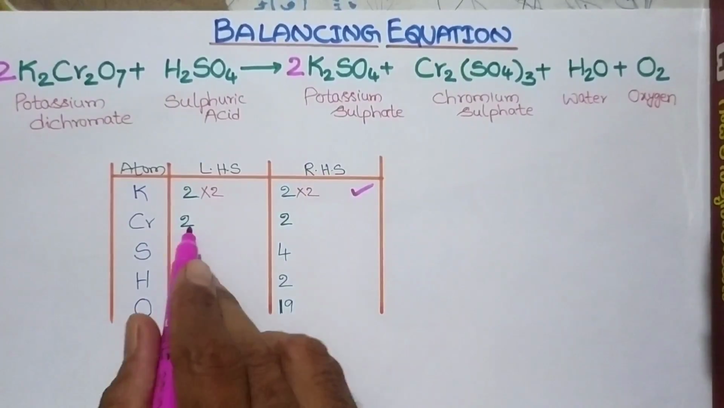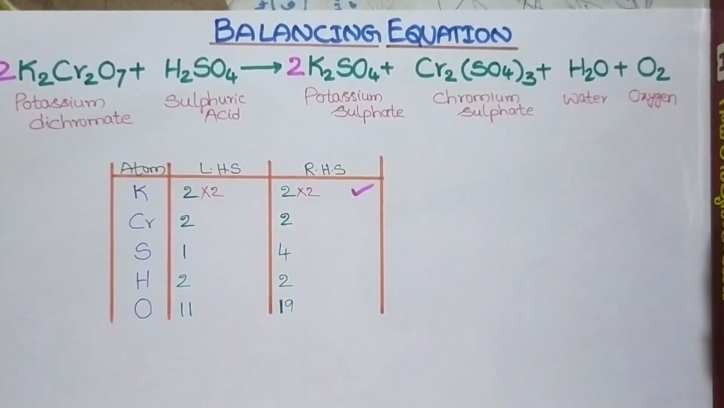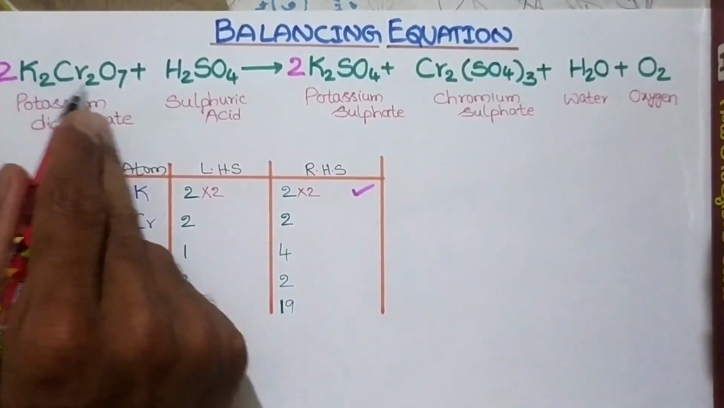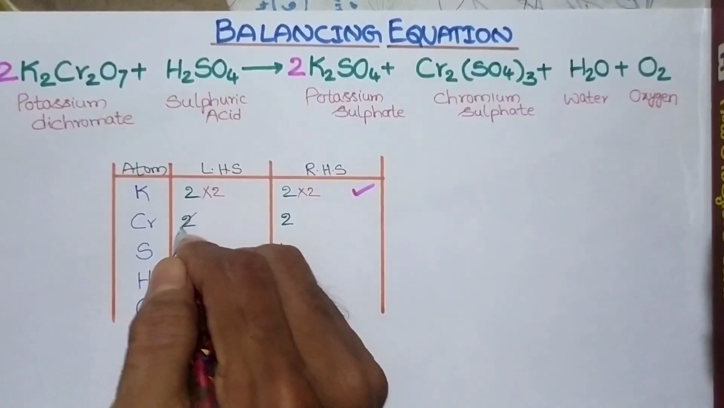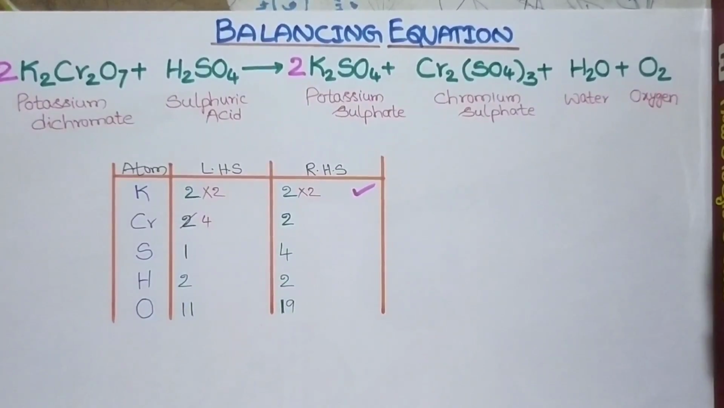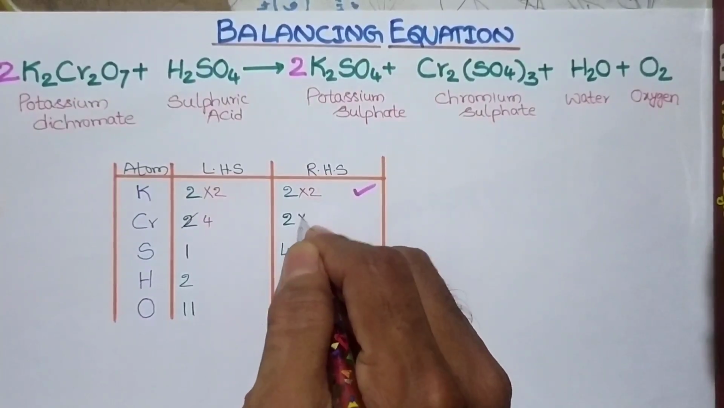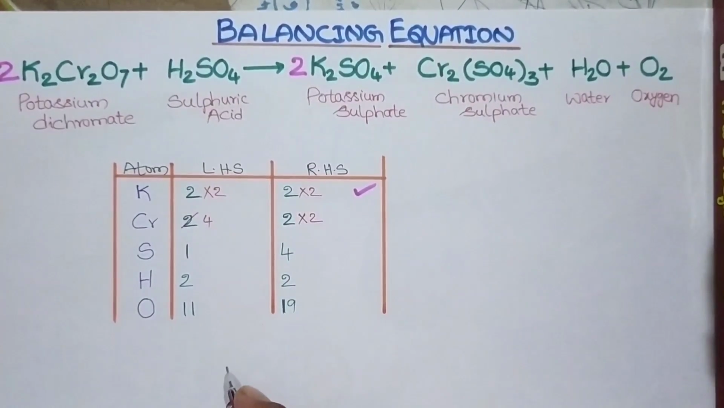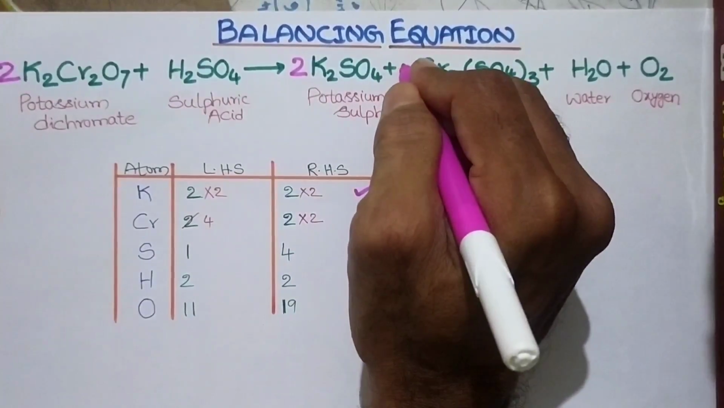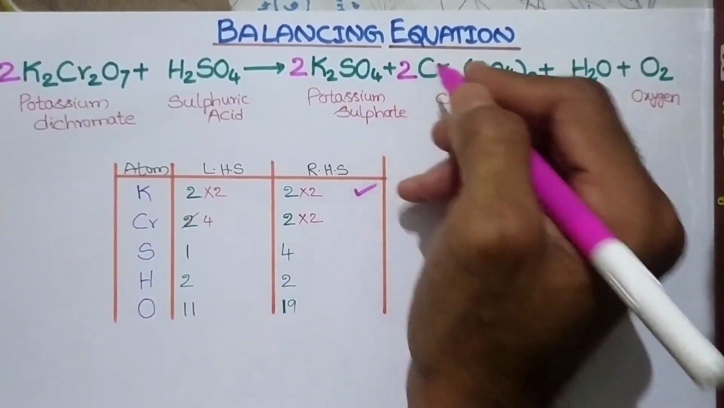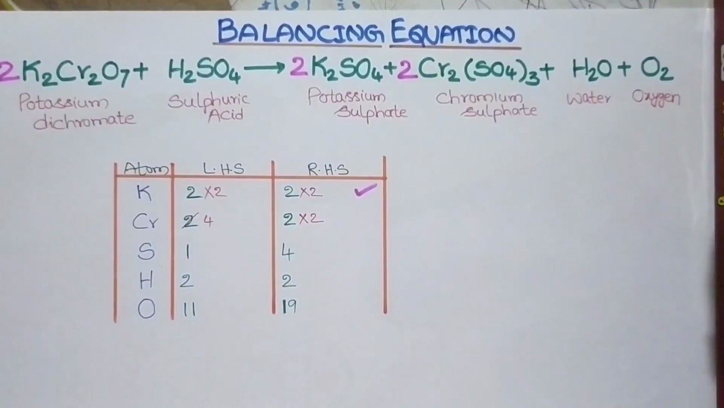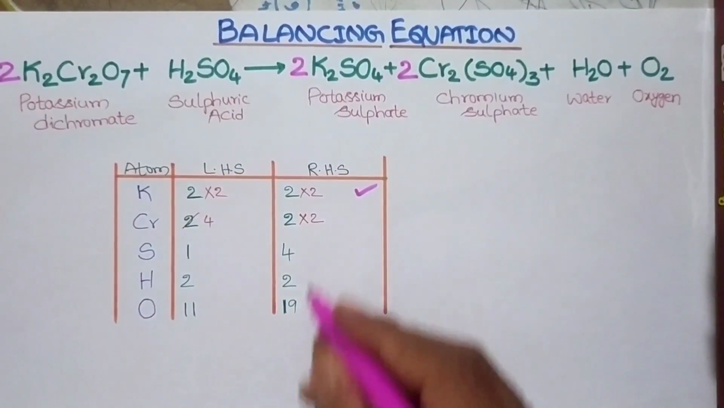Now let us see chromium. Here if you see chromium, here 2 2s are 4. So 2 becomes 4. And now on this side only 2. So let us multiply this one with 2. So it becomes here 2 times chromium can be written. So let us write here 2. Right. Now chromium also gets balanced.